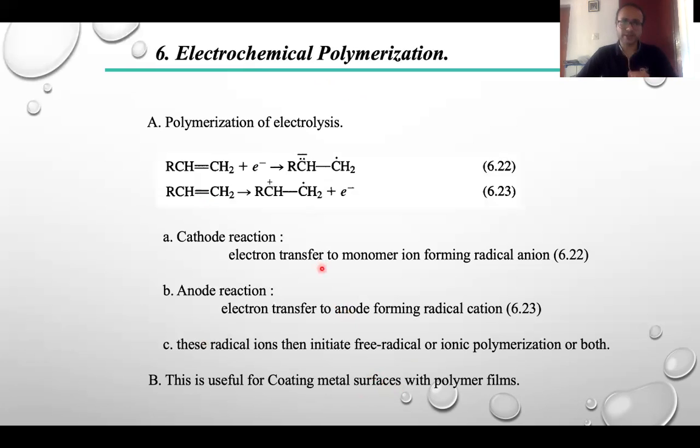Okay, so I hope you are now aware of the various types of free radical initiators that are used for free radical polymerization. Now, in the coming video, we will be talking in detail about the mechanism of the free radical polymerization. So until then, have a nice day.